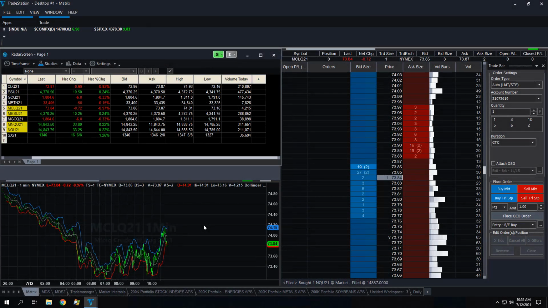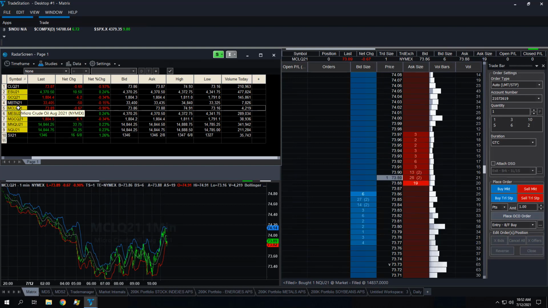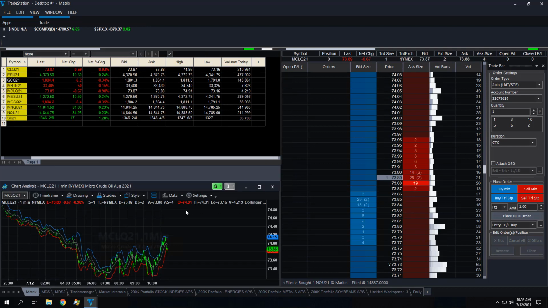The CME released the Micro Crude Oil futures today. MCLQ21 is the symbol in TradeStation. I have this set up so that if I click on one symbol, it changes the chart as well as the order book. And so you can see the liquidity of the order book. You see the numbers here.